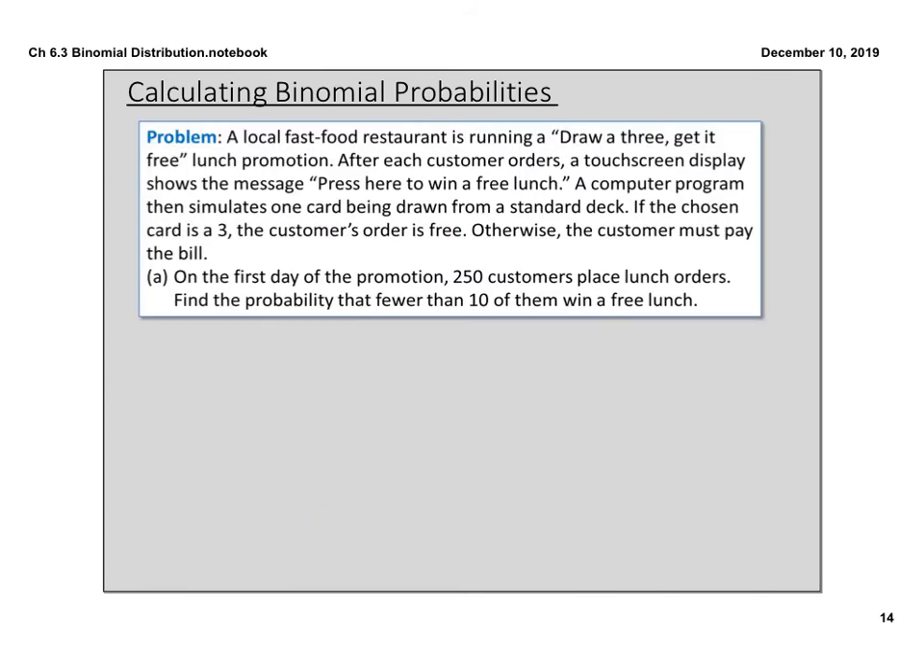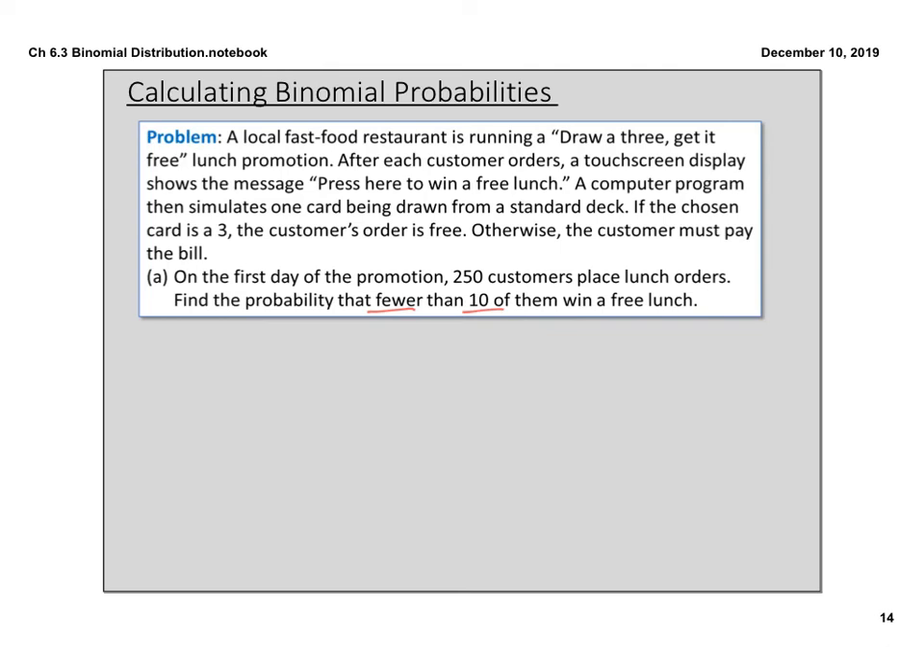So let's do one together. It says a local fast food restaurant is running a draw 3, get a free lunch promotion. After each customer orders, a touchscreen display shows a message, press here to win a free lunch. The computer program simulates one card being drawn from a standard deck. If the chosen card is a 3, the customer's order is free. Otherwise, the customer will have to pay the bill. So on the first day of the promotion, 250 customers placed lunch orders. Find the probability that fewer than 10 win a free lunch.